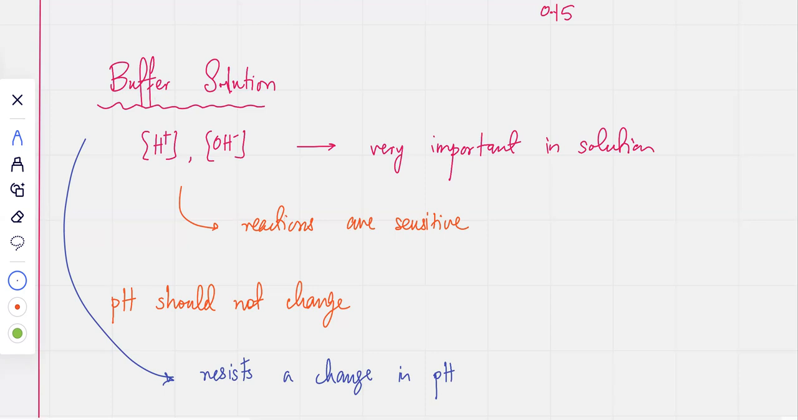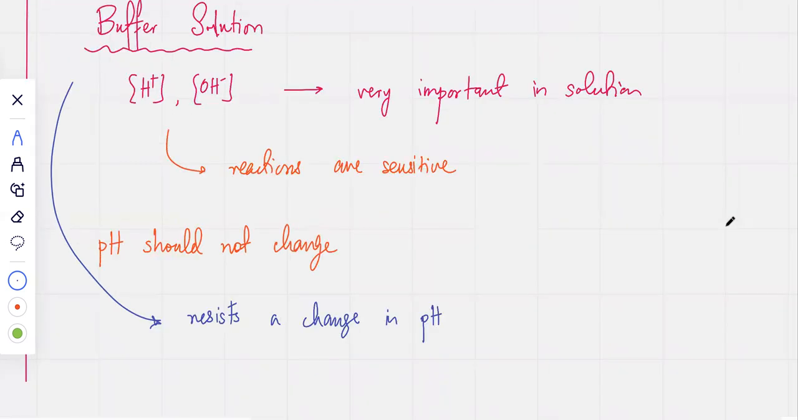So, for example, the pH of your blood should not change. If you inject a medicine in your bloodstream, the medicine might have a different pH, but your blood should have the capability of resisting a change in pH. You might inject yourself with some acid, like if you get stung by a bee, the bee sting is acidic. So if it gets injected in your bloodstream, the blood should be made up of something that is going to resist a change in pH. It would not allow the bee sting to increase the acidity in your blood, because all the reactions are dependent on that.